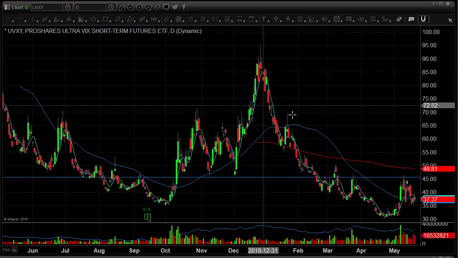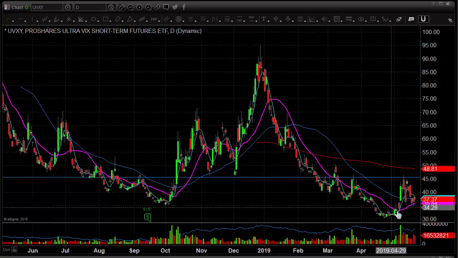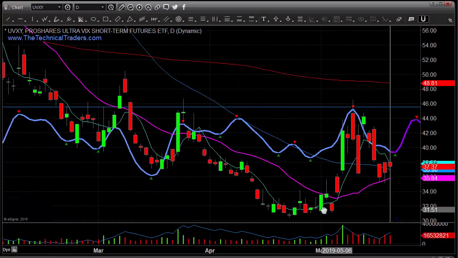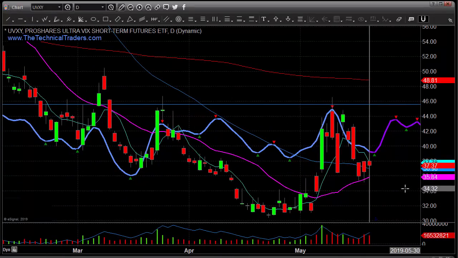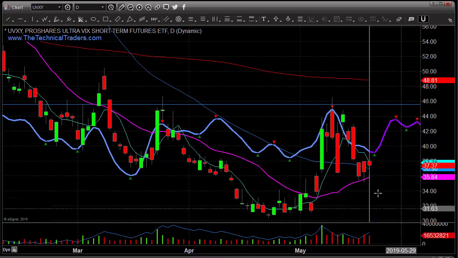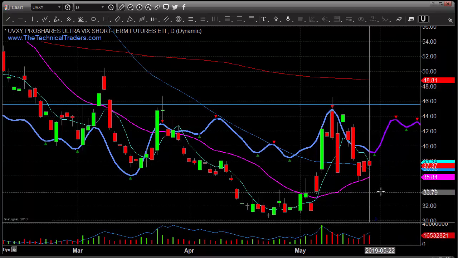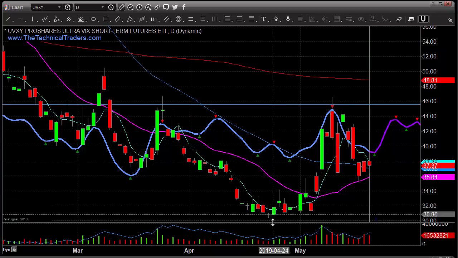Anyways, here's XLU, or sorry, our short UVXY looks primed and ready. Our next target is somewhere down here around this 34. It's got a nice little bear flag. It looks like fear is fizzling out, and this could easily continue to go down and hit our next target going forward. Anyways, that's it for this morning.